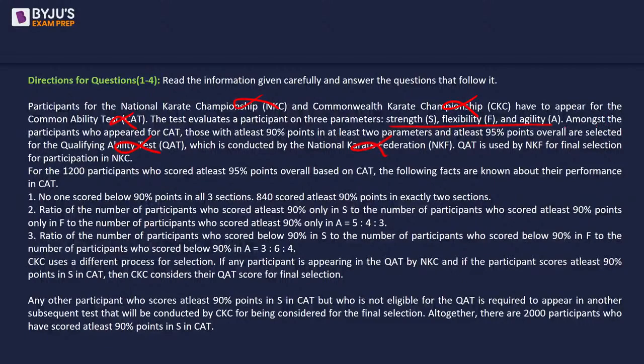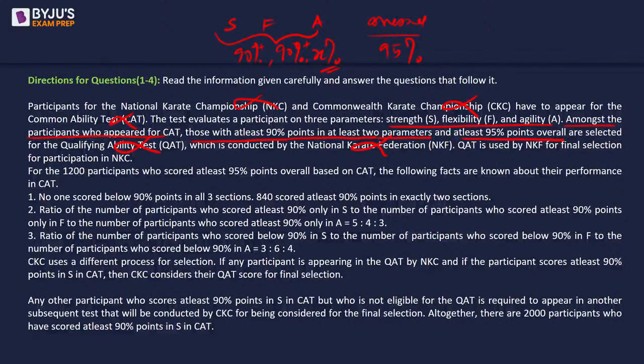Now, amongst the participants who appeared for CAT, those with at least 90% points in at least 2 parameters and at least 95% points overall. So there are 2 conditions: we have the 3 parameters S, F, A, इनमें से 2 में 90% आना चाहिए और एक में कुछ भी आ जाए चलेगा, and overall it should be 95%. So 90-90 and the third one can be anything. 90 means not necessarily 90, it can be more than 90. और एक में कुछ भी चलेगा, 0 भी चलेगा, but overall should be 95.